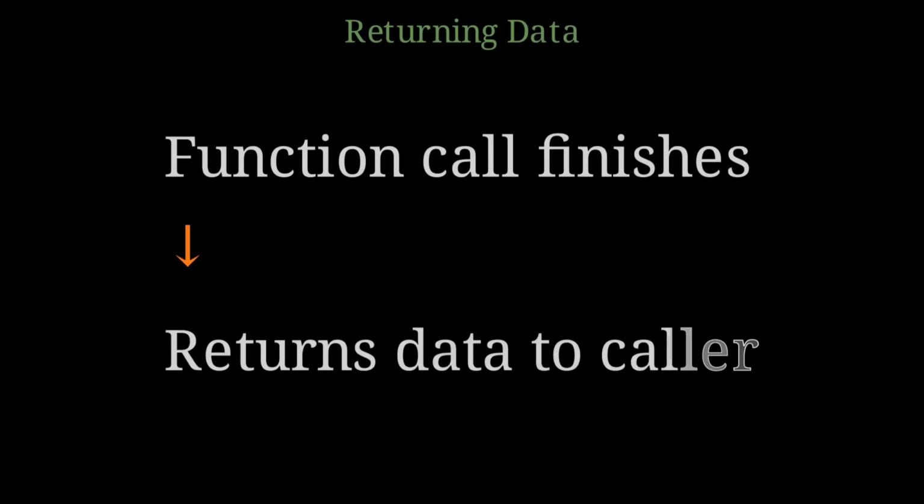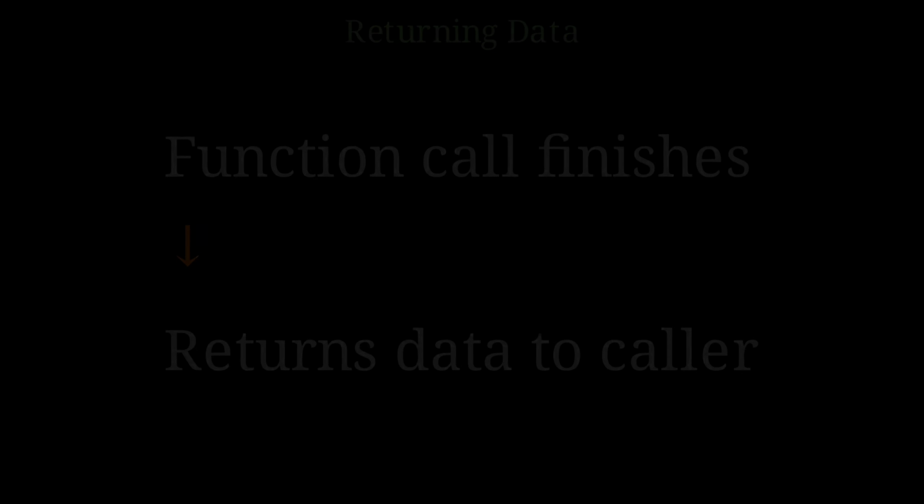We've seen how contracts execute code and call other contracts. But how do we get data back from a function call? When a function finishes, it needs a way to return data to whoever called it. The EVM has a dedicated opcode for this purpose.